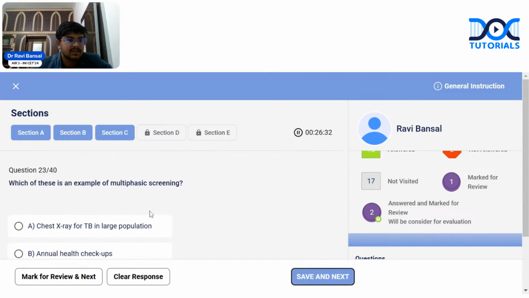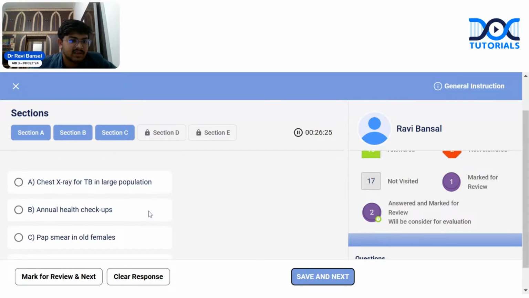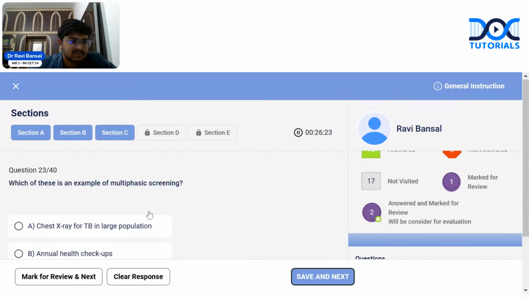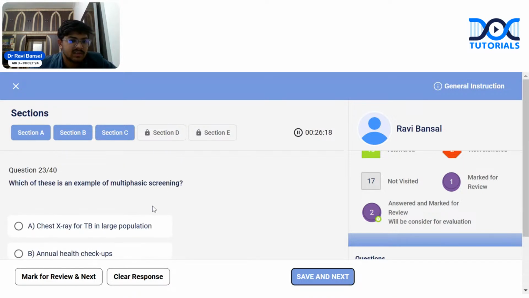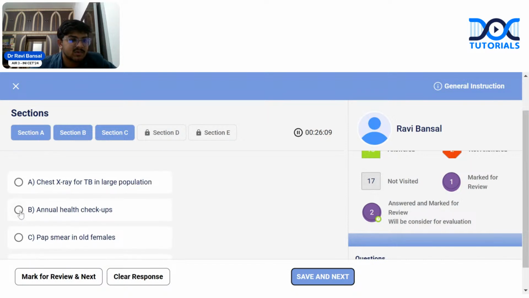Okay. Which of the following is an example of multiphasic screening? Chest X-ray for TB in large population, annual health checkup, pap smear in old females, mammography in young females. So multiphasic, there will be some phases. You do more than one investigation for the screening. So only X-ray cannot be. Annual health checkup, you do so many tests for the people, and if something is wrong, then you further test for something else.